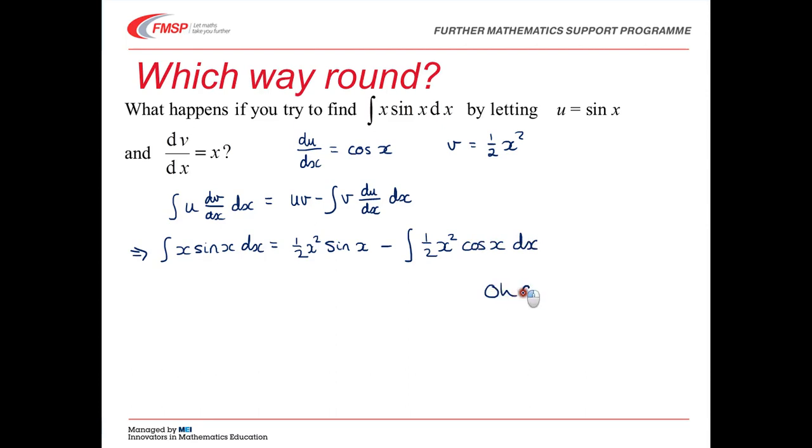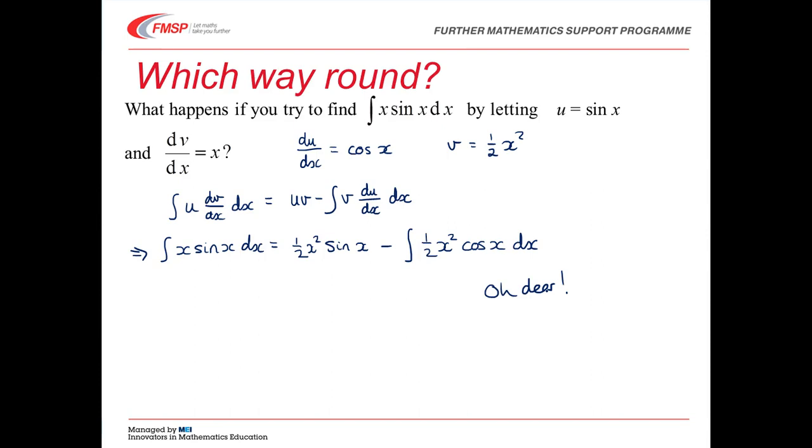Oh dear, this is more complicated than what I started with. It hasn't helped at all. So how do you know which way to go? Well, when you first start, you may find that your first attempt makes it more complicated, in which case you just cross it out and you try swapping them round. As you get better, you'll be able to spot which way is going to help.